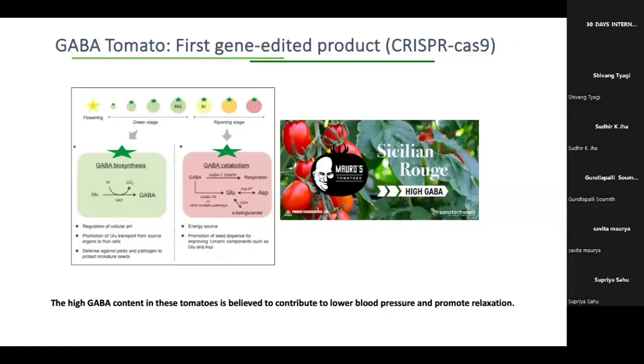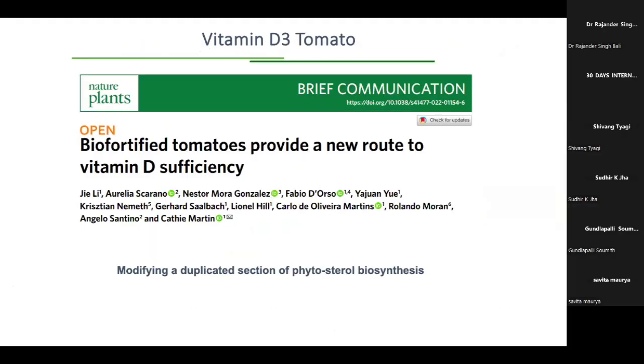Taking a few examples, one is the GABA tomato. GABA is gamma aminobutyric acid. That is the first gene edited product through CRISPR-Cas9. When the tomato goes through ripening, the GABA content is reduced. Through this mechanism, high GABA content was maintained in the plant, and this is helpful for reducing blood pressure and promoting relaxation. Then biofortified tomatoes, wherein vitamin D was enhanced.